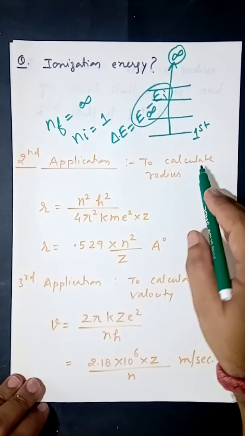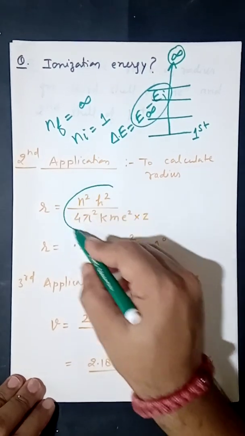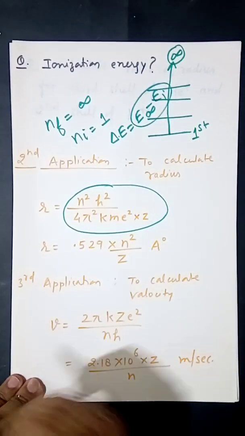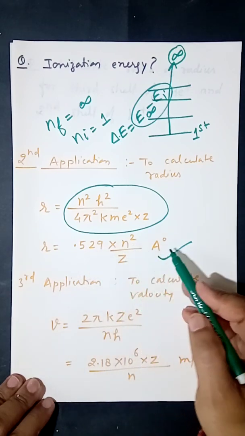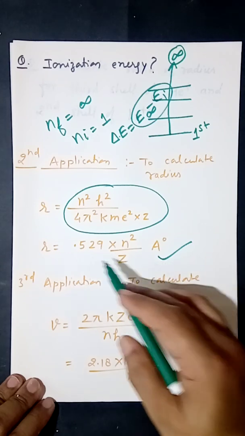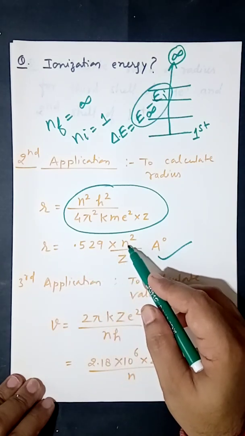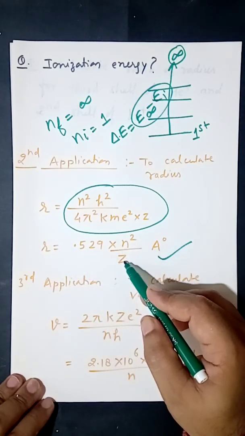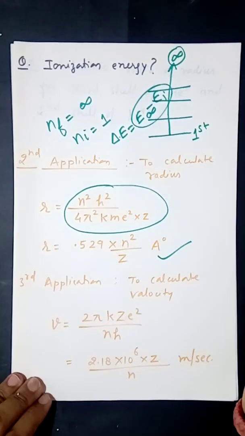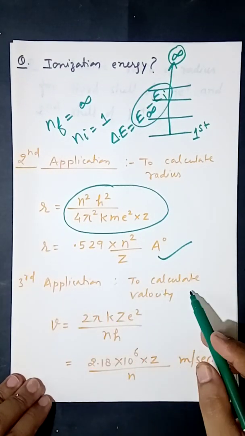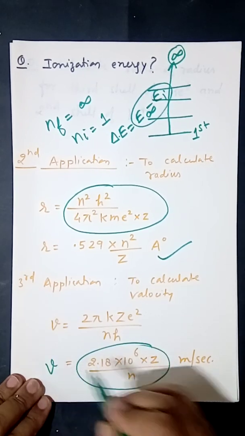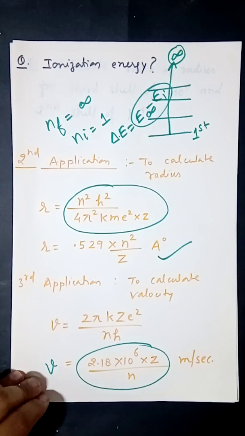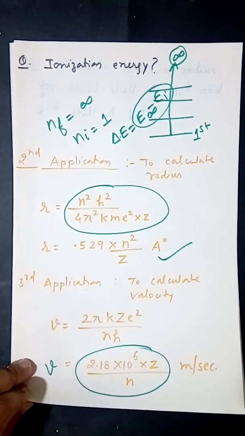Second application is to calculate radius. Once again, no need to remember this formula for 11th. You have to remember this one for 11th. It is 0.529 n square upon Z. Unit is angstrom. So you can have a simple numerical. You will be provided the value of n, the value of Z, and you can calculate the radius of the atom. And similarly, the third application is for velocity. This is the final outcome of velocity. It is 2.18 into 10 to the power 6 Z upon n, in meter per second.